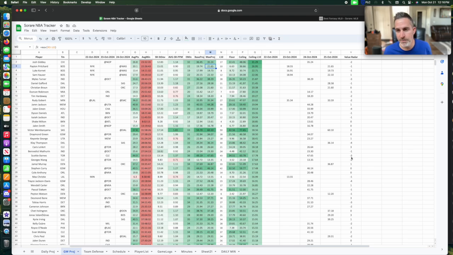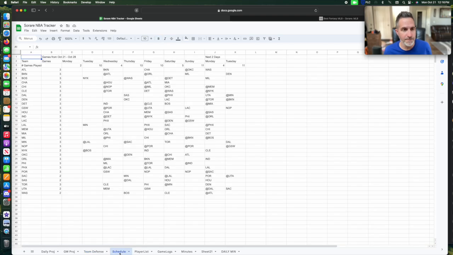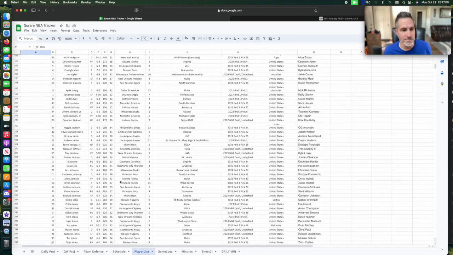Best to identify them a couple days ahead of time, because it'll give you a chance to beat everybody to the market. All right, so we went over the team defense tab. The schedule tab, you don't have to do anything with this. Just tells you the upcoming games. I just use that for my formulas. Player list, really don't have to do anything with this.